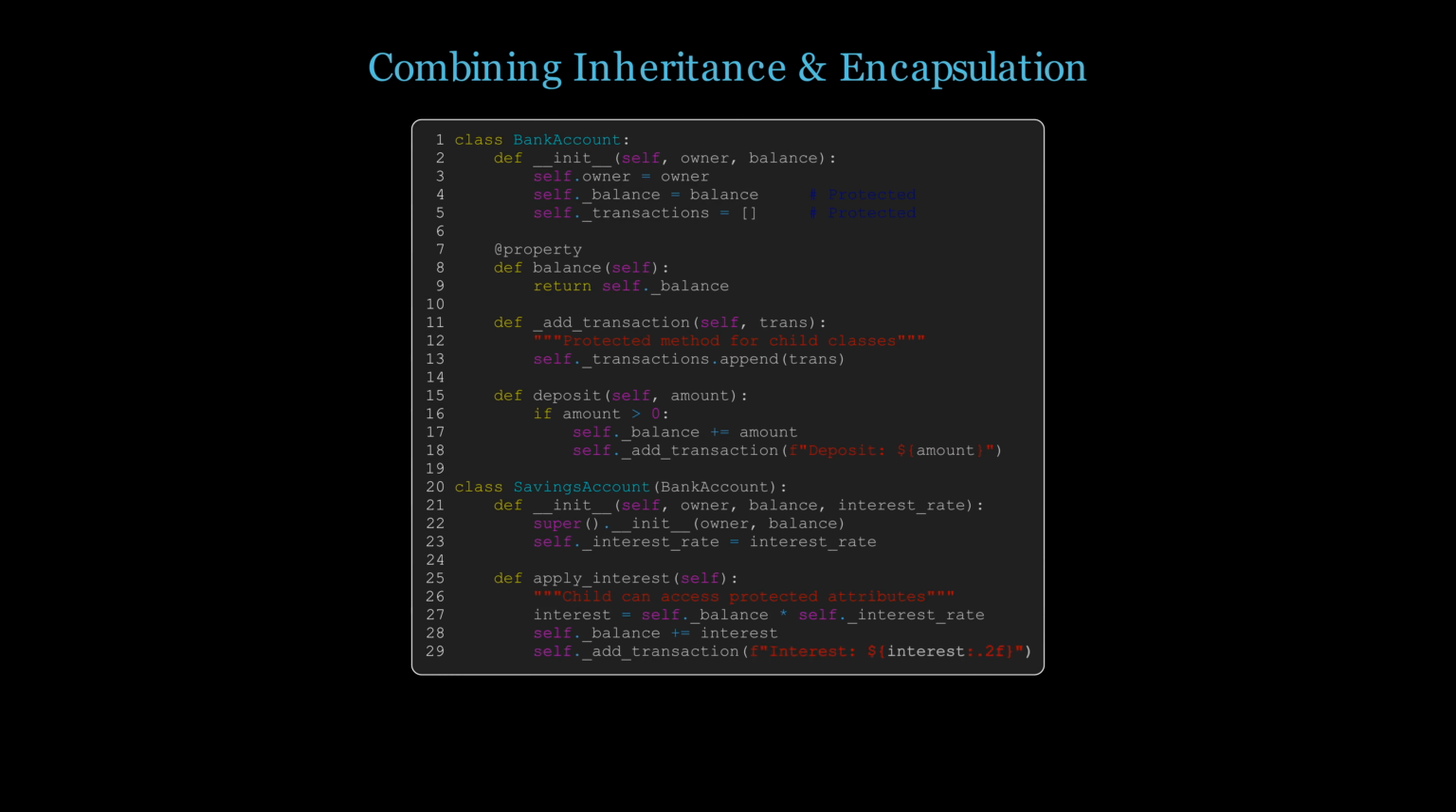Bank account uses protected attributes _balance and _transactions. The balance property provides controlled read access. _add_transaction is protected, meant for internal use in child classes. Savings account inherits and can access _balance and _add_transaction for calculating and recording interest. External code cannot directly modify _balance, but child classes can. This combines inheritance's code reuse with encapsulation's data protection.